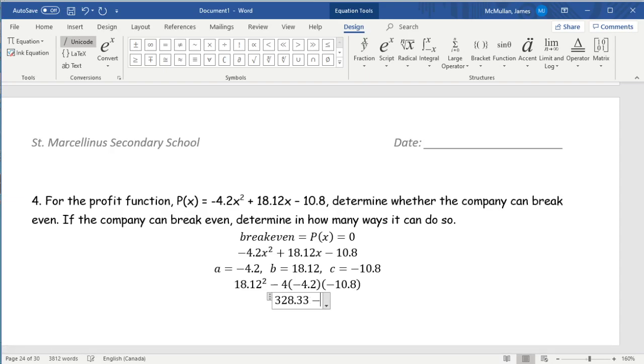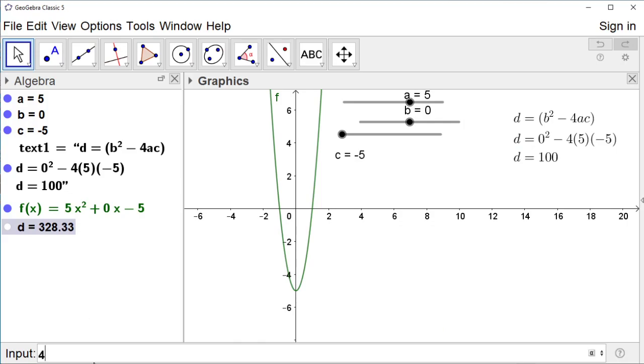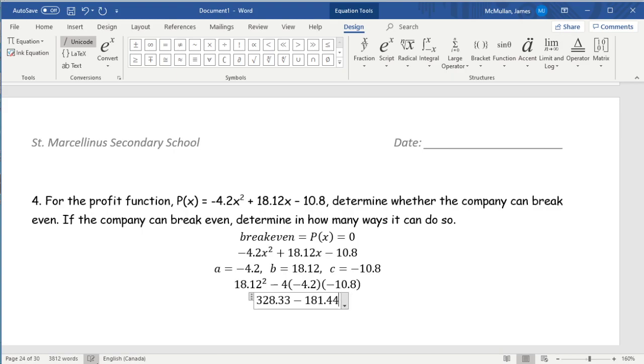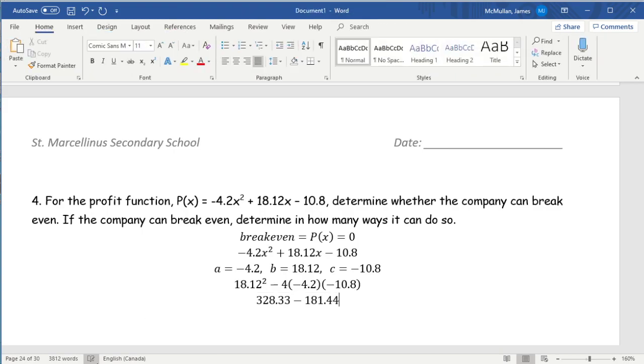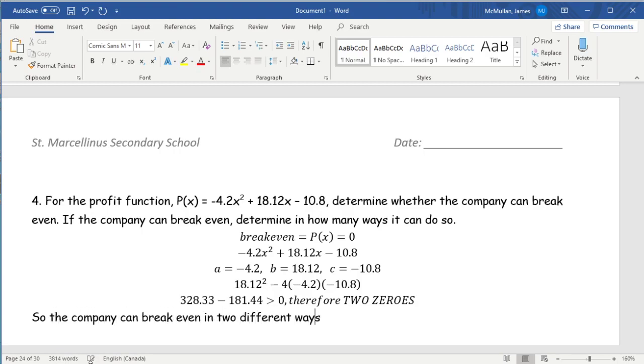And then we have 4 times 4.2 times 10.8 is 181.44. And you can see that this number is a bigger number, subtract a smaller number, which is definitely greater than 0, therefore 2 zeros. So the company can break even in 2 different ways. Remember, if you think back to the theory behind this, it can sell just enough or it can charge just enough, right? The 2 different ways that this could happen.